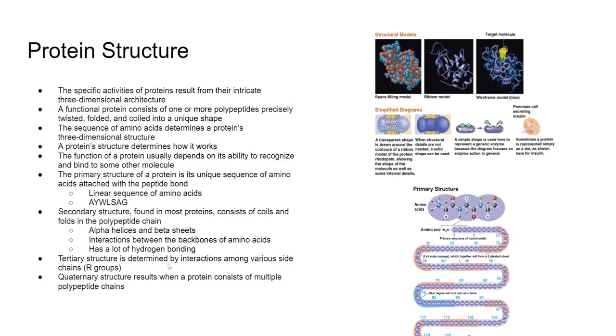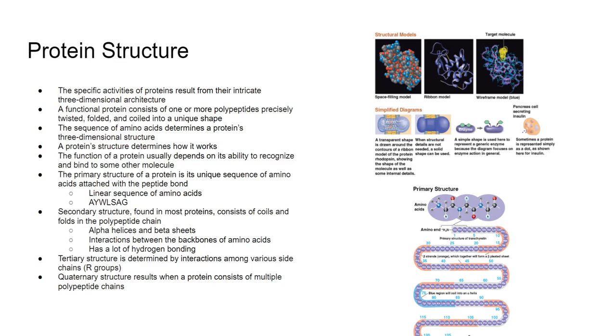The secondary structure, which is found in most proteins, consists of coils and folds in the polypeptide chain. So there's two types of them. We have alpha helices and we have beta sheets. And those are just the interactions between the backbones of amino acids. So lots of hydrogen bonding occurs during the secondary structure because that's just sort of the beginning of the folding.